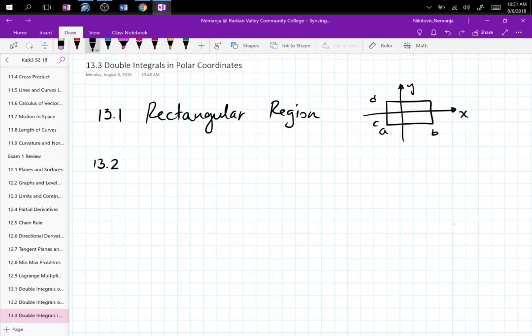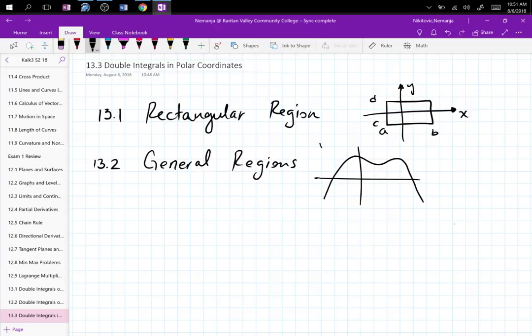And then we have 13.2, which was general regions, where in the domain we had two functions, G and H. So the region was bounded by two functions and the shape was on top.